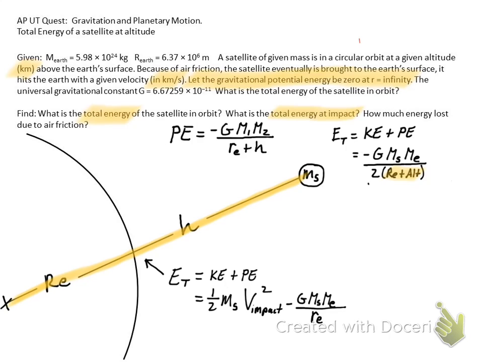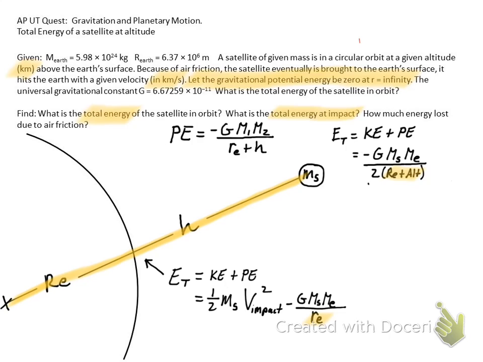What am I using here for distance in my potential energy equation? Okay, I have now at the surface of the Earth, I've dropped potential energy, so this should be a larger negative value than it was before. All right, so that's my total energy at impact, and you enter that in the second part of the problem.